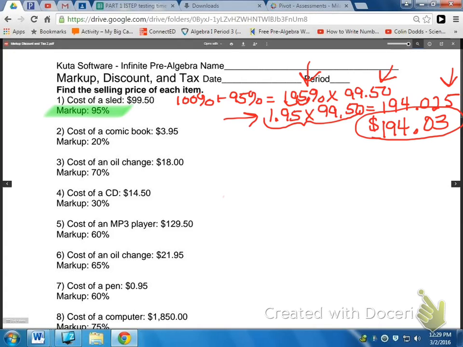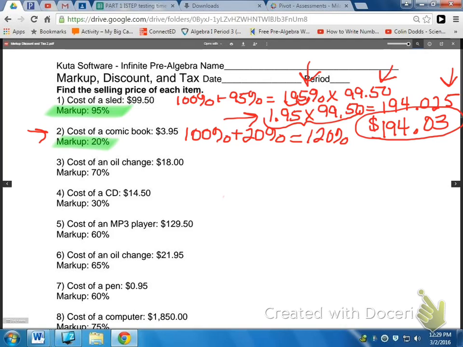All right, so let's go ahead and look at number 2. Number 2 is a comic book for $3.95. We're marking it up 20%. So that tells me that I'm going to do 100% plus 20%. What percent are we going to calculate of that book? 120%.